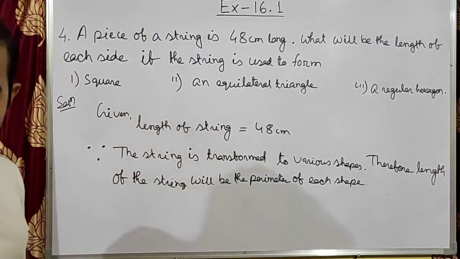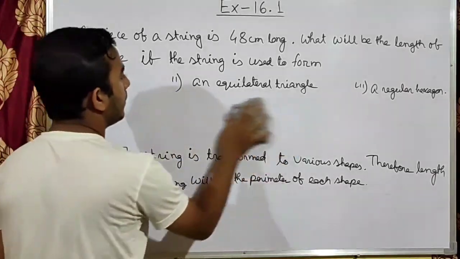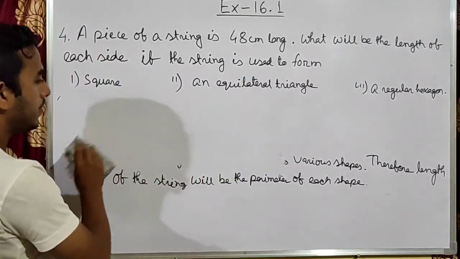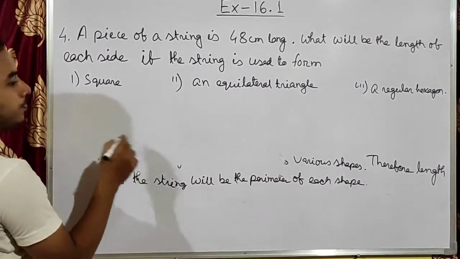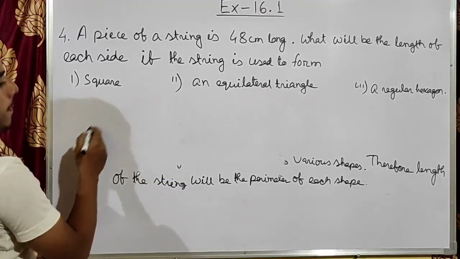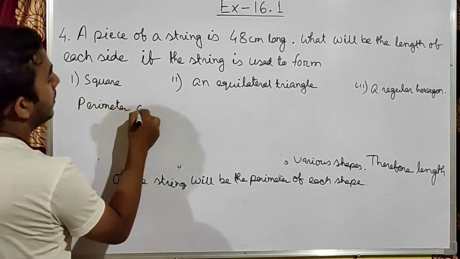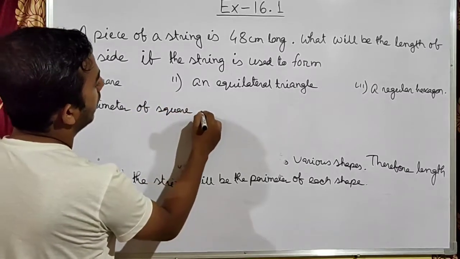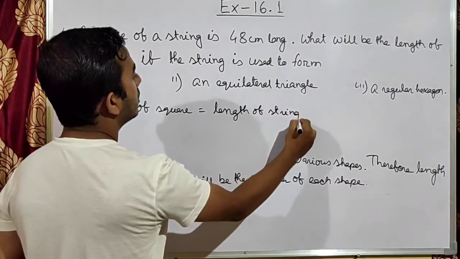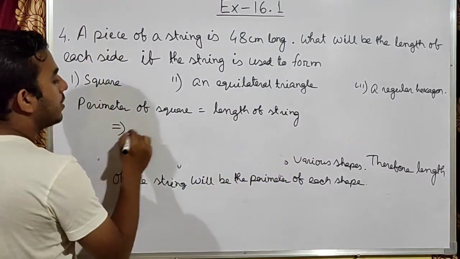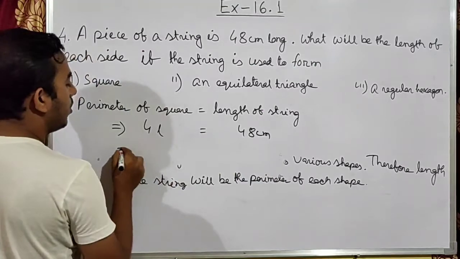Then we'll write number 1, square. It is already there, right? So we'll write perimeter of square equals length of string, right? Okay. Now perimeter of square formula is what? 4L, isn't it? Length of string is what? 48 centimeter. Now we have to find L, right?